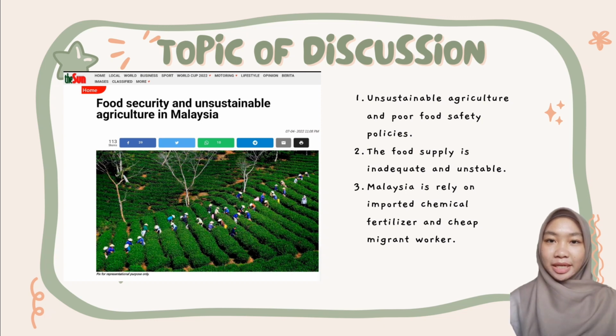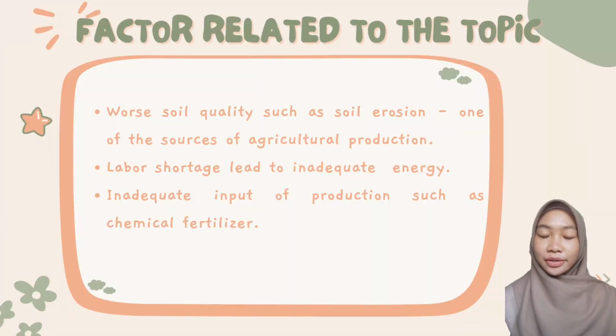And the third one is that Malaysia relies on imported chemical fertilizer and cheap migrant workers. Malaysia relies heavily on fertilizer imports from countries such as China, the United States, Indonesia, Canada, and Russia. Malaysian employers are most likely to pick foreign workers over domestic workers, with the notion of being able to save on wage expenses. Nonetheless, foreign workers' productivity is undoubtedly proven by the increasing demand for foreign workers. Next is the factors related to the topic.